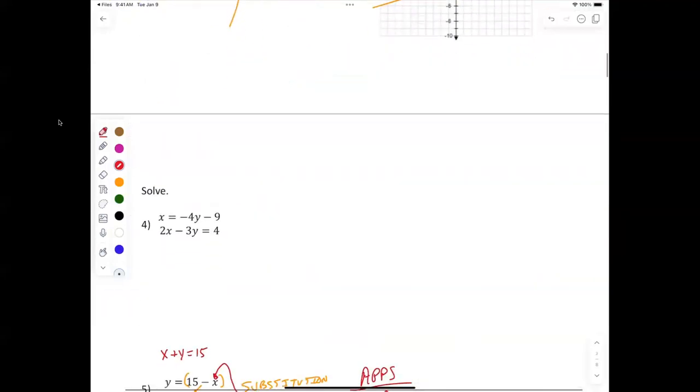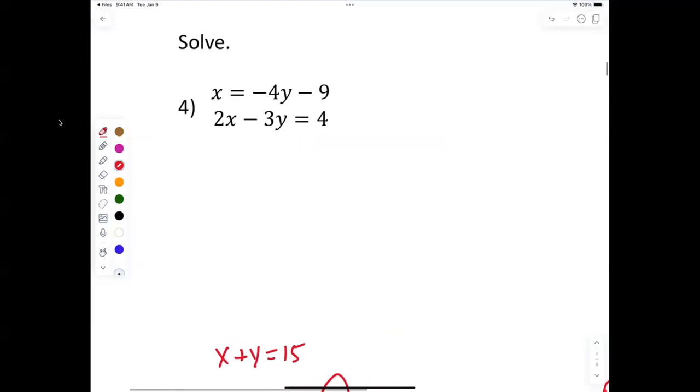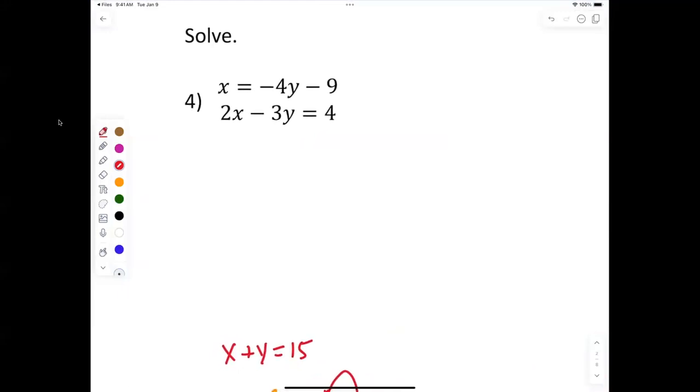Now I want everybody to jump to number 4. This is a what kind of problem? That's right. It is a substitution problem. The reason it's a substitution problem is because x equals negative 4y minus 9. So whenever I see an x, I'm going to put negative 4y minus 9. So let's see if you remember that.